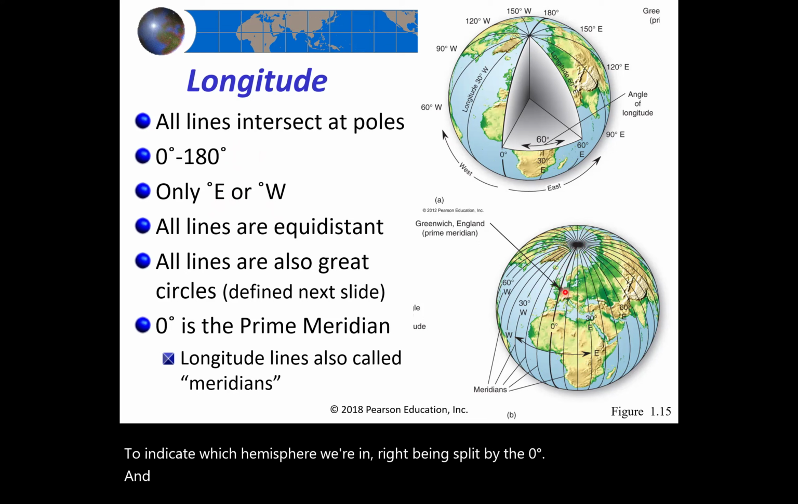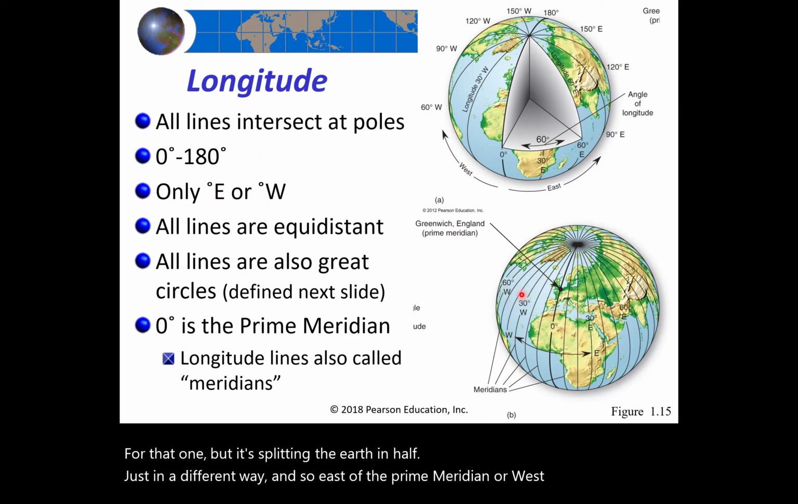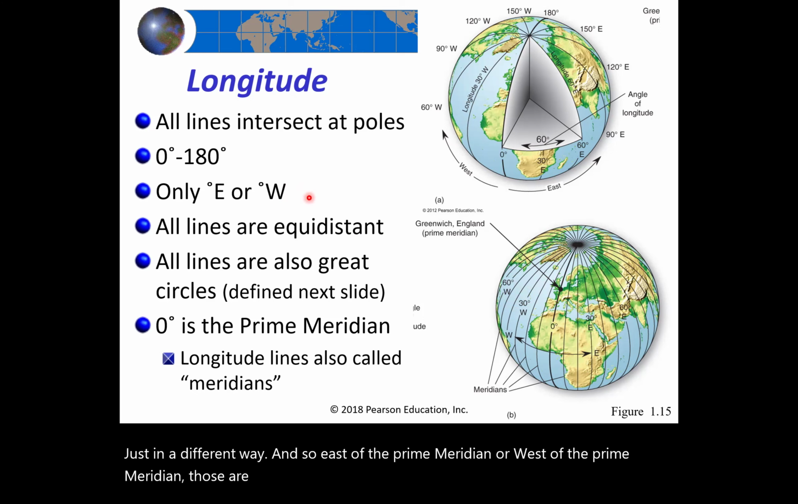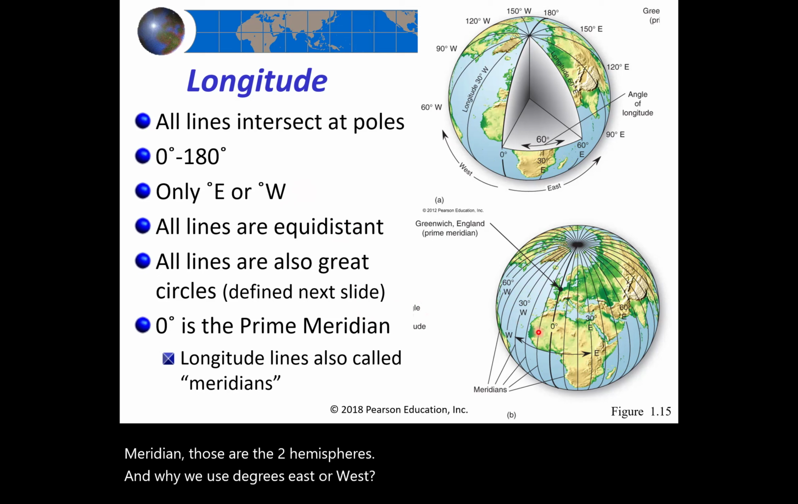The international date line is the other name for that one. But it's splitting the Earth in half, just in a different way. And so east of the prime meridian or west of the prime meridian, those are the two hemispheres, and why we use degrees east or west. All of the longitude lines are also great circles. And so I'm going to get into that definition now. What does that mean?